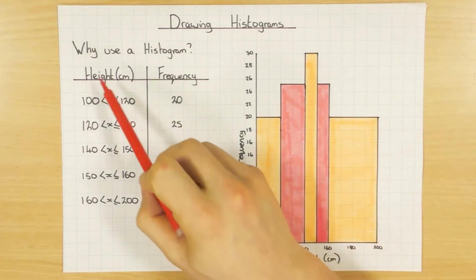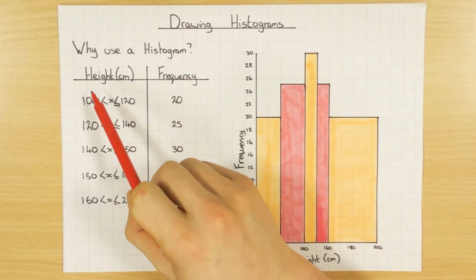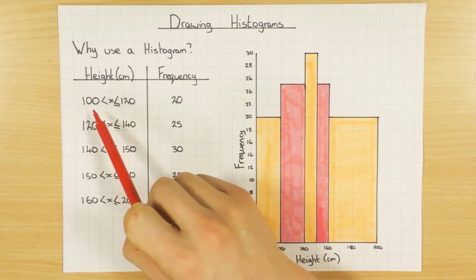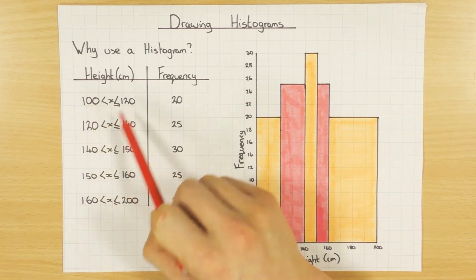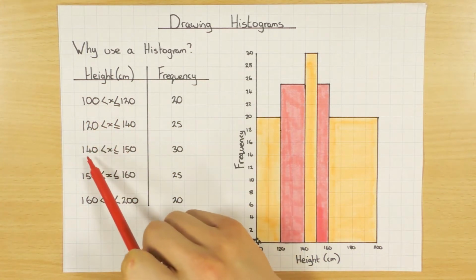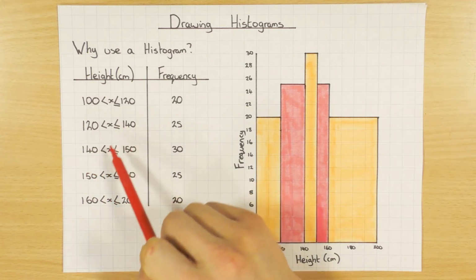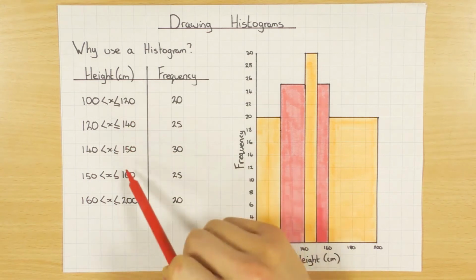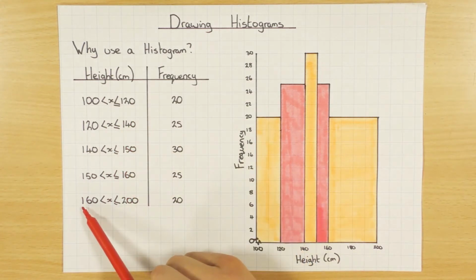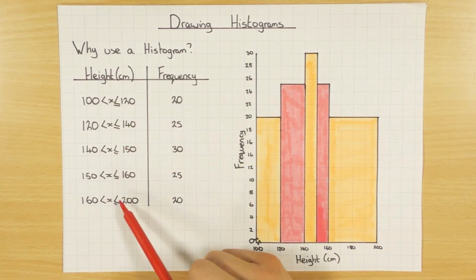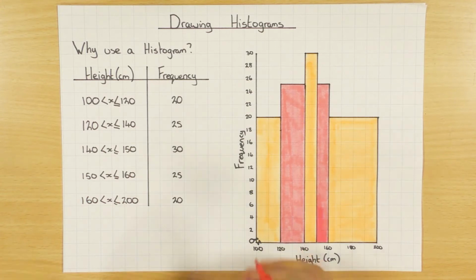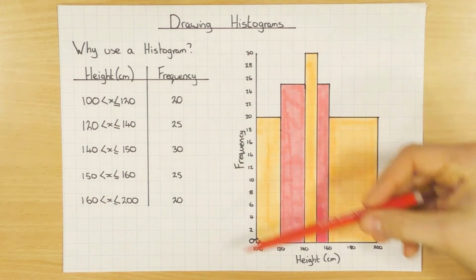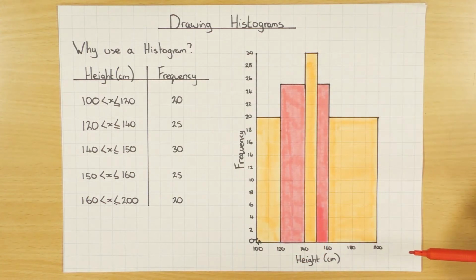Now what I've got here is a table of some values where I've got height in centimetres and different grouped ranges. So I've got 100 to 120, 120 to 140, 140 to 150, so you'll notice it's different, and 150 to 160, again different to these but the same as this one, and then 160 to 200, which is different to all of them. So the actual grouping there is different. And if you were to plot a bar chart, you'd have something that looked a bit like this.